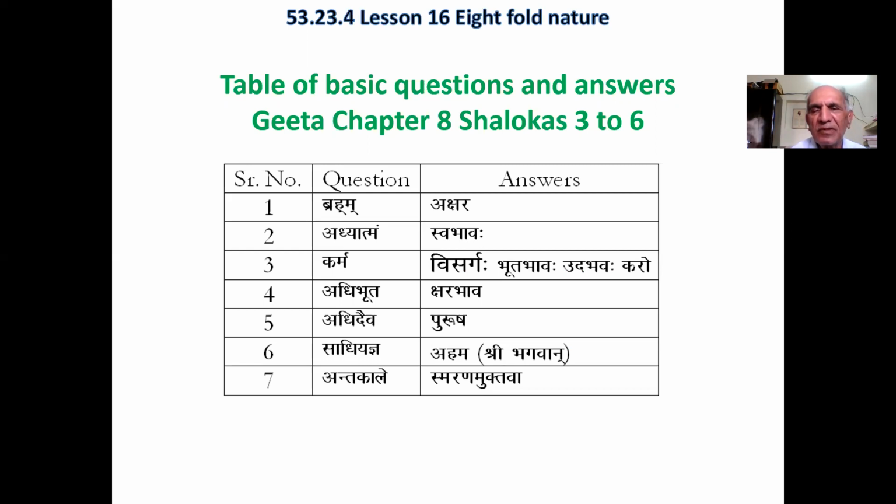Kim Adhibhut? It is Khir Bhava, that which vanishes, which has a specified period of existence, whose creation has been of a finite duration of existence, which is to dissolve after a particular period, means each creation has its age. It is Adhibhut. Then Kim Adhidev, it is Purush.